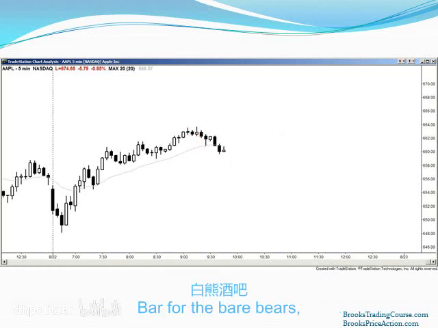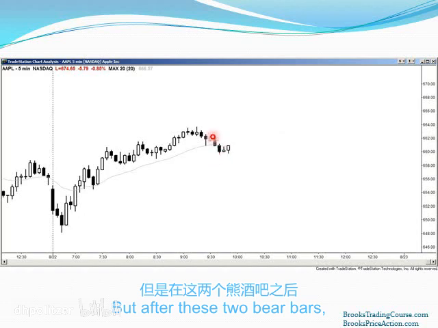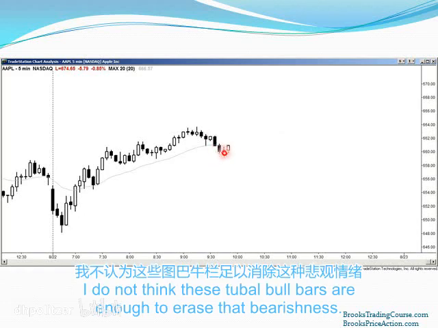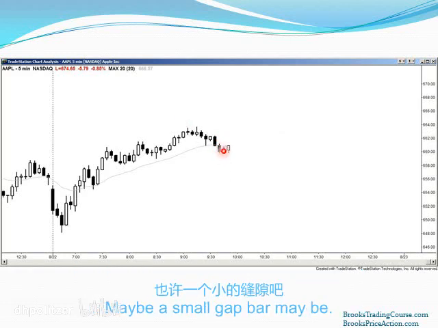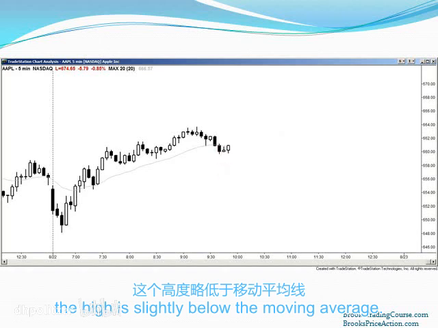Good bar for the bears, couple good bars for the bears. Micro double bottom, but after these 2 bear bars, I do not think these 2 bull bars are enough to erase that bearishness. We get some buyers around the moving average. Maybe a small gap bar, maybe the high is slightly below the moving average.